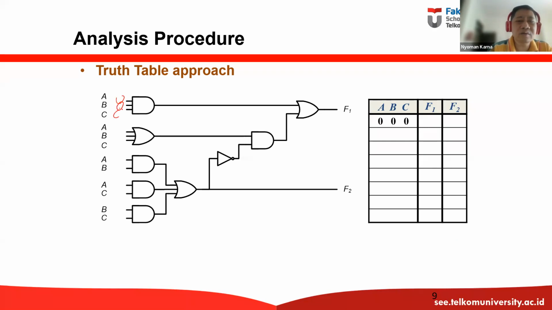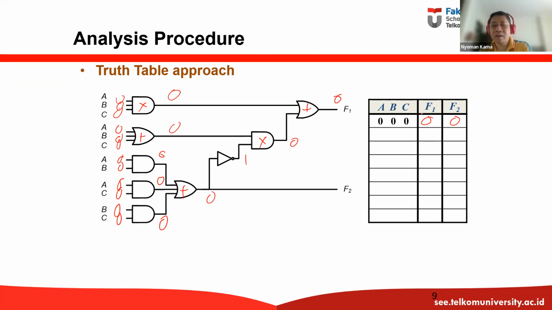Now, the first combination is 0, 0, 0. This is multiplication. 0 times 0 times 0 is 0. This is addition. 0 plus 0 plus 0 is 0. So F2 is 0. And then this one is 1. 1 times 0 is 0. 0 plus 0 is 0. So when the input is 0, 0, 0 combination, F1 is 0, F2 is 0.